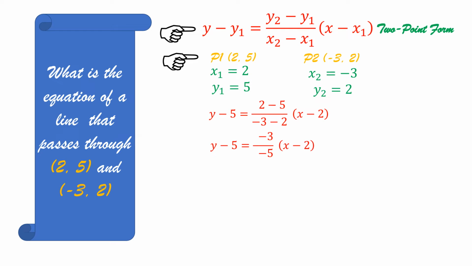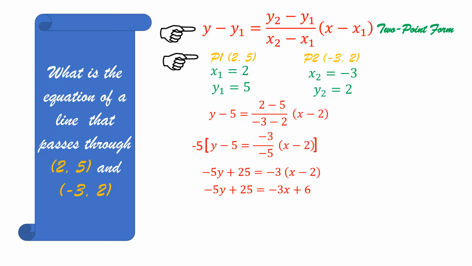So to be able to eliminate the fraction, we need to multiply each term by negative 5. So using the distributive property, you have negative 5y plus negative 5 times negative 5 is positive 25. And then on the right side of the equal sign, we already canceled out negative 5. So the remaining terms are negative 3 times quantity x minus 2. Let us simplify that by distributive property. So that is negative 5y plus 25 equal to negative 3x plus 6.